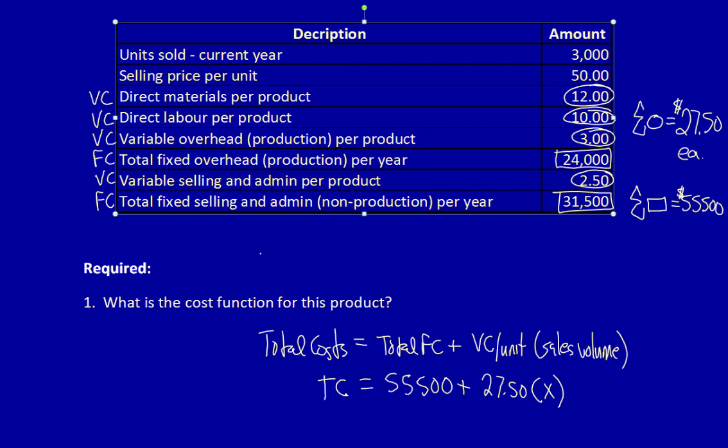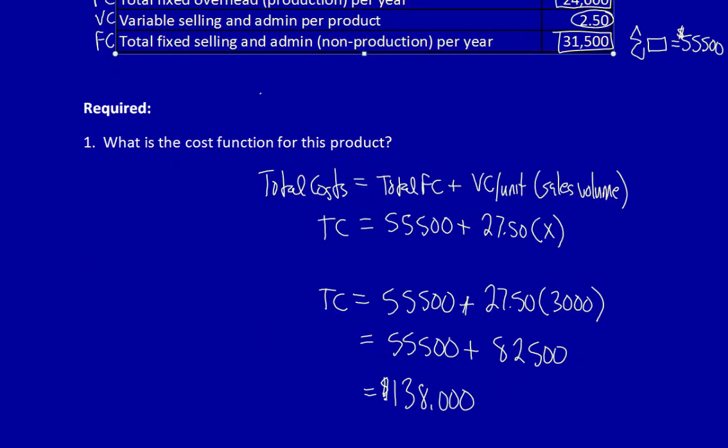To double check, we can calculate it using 3,000 units. If you look back at the contribution margin income statement, you will see that total variable costs are equal to $82,500 and total fixed costs are equal to $55,500. We now know that the cost function works. Let's move on to the next question.